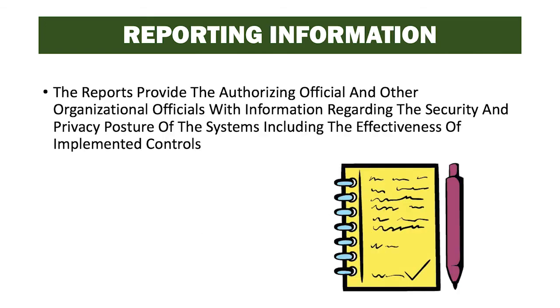The reports provide the authorizing official and other organizational officials with information regarding the security and privacy posture of the systems, including the effectiveness of the implemented controls. Again, all that information we've gathered up to this point is put in those reports and sent to these officials so they can keep track of the privacy and security posture of the controls that are implemented to protect the system and the information.